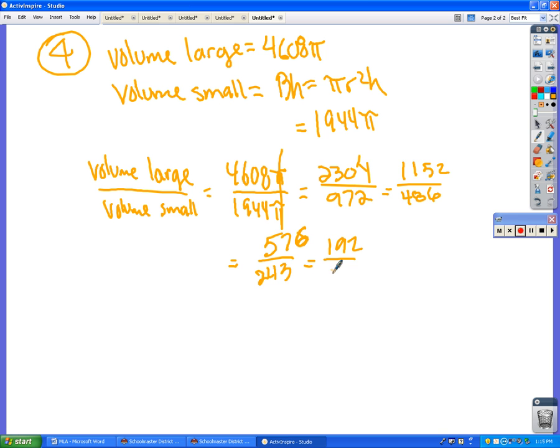192 over 81. What goes into both of those evenly? 3 again. That would be 18, so yeah, 64 over 27? Yes. Okay, and how about 64 over 27? Is anything going into both of those evenly? No, now we're done.